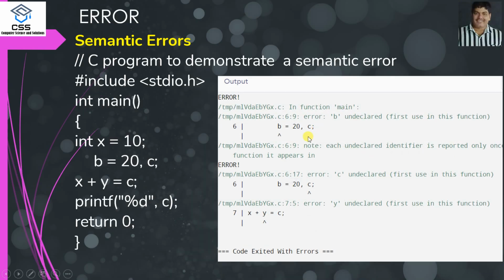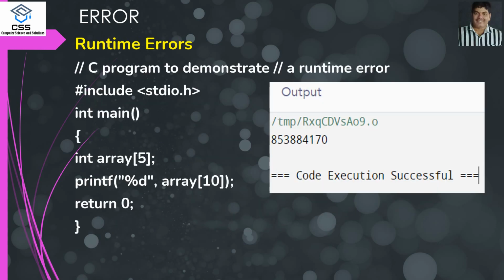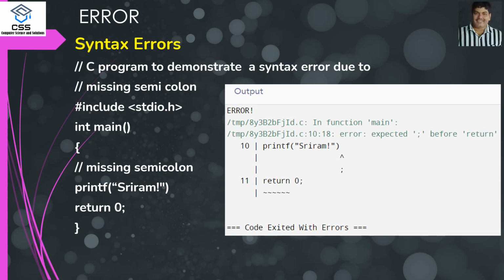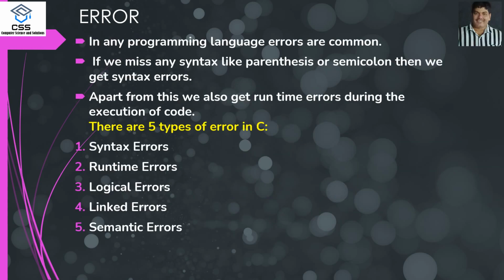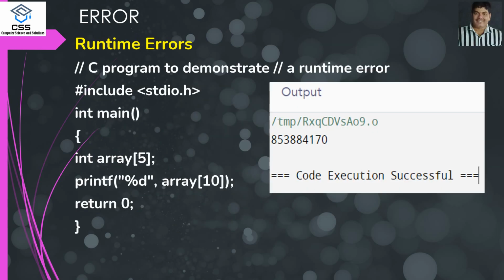In this way, in today's class, we discussed 5 types of different errors with examples, which are most essential in every programming language, and every programming language might cause these 5 errors: syntax error, runtime error, logical error, linker error, and semantic error.